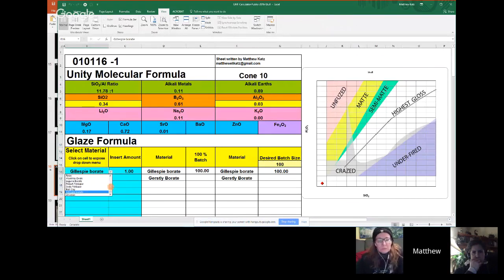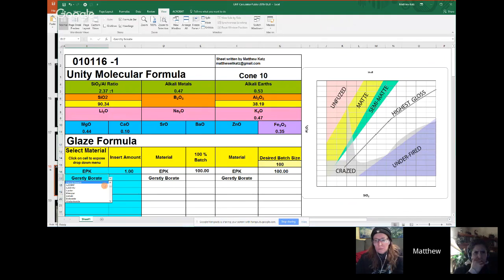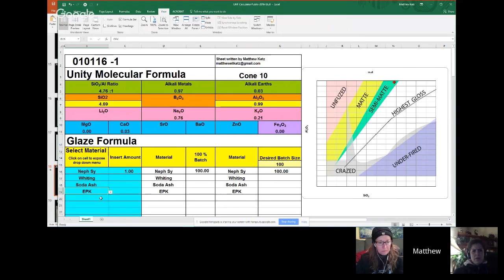So this is a new version. A guy sent me this version of the spreadsheet, which automatically plots on Stull. It's kind of great. Oh yeah, look at that on the right. I'll share it with you guys. Wait, I wanted Nepheline Syenite, Whiting, soda ash, EPK, and Flint.